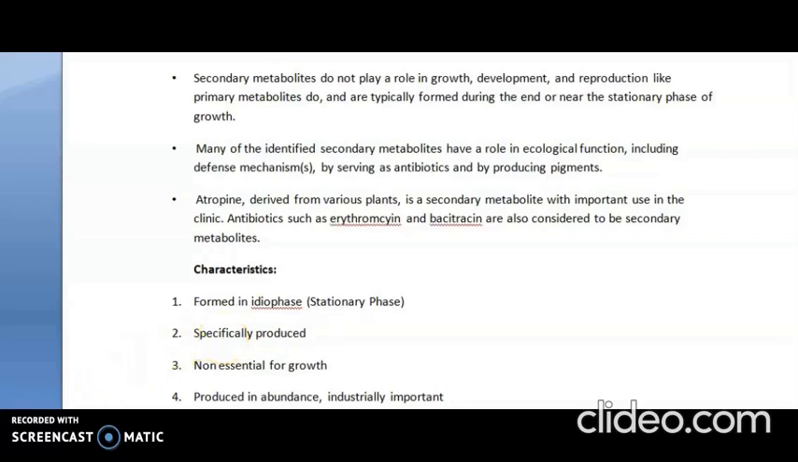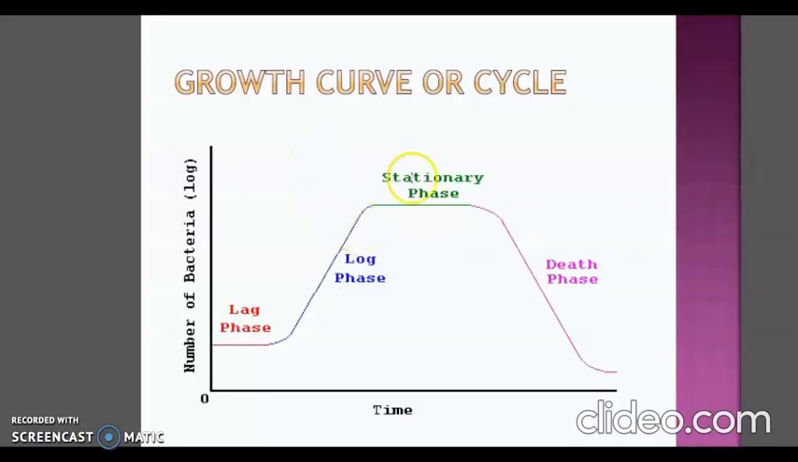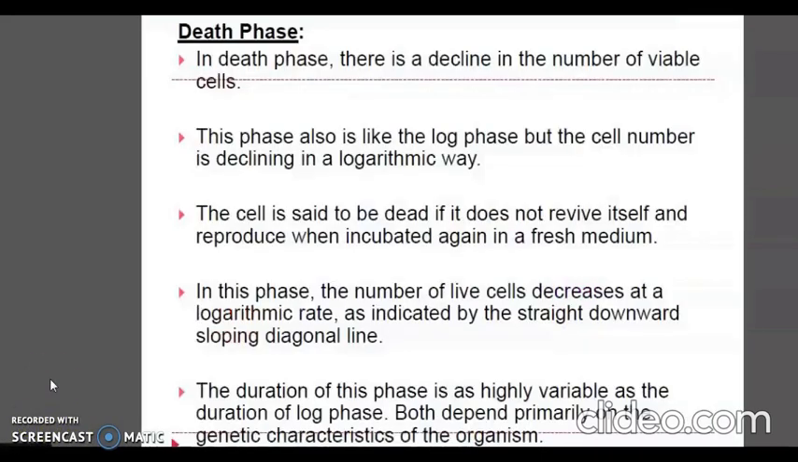industrially important. So when you look at the growth curve, you can see that the viable count remains stationary as an equilibrium exists between the dying cells and the newly formed cells in the stationary phase. And the next phase is the death phase. And in the graph itself, you can see a phase of decline in the death phase. In the death phase, there is a decline in the number of viable cells.